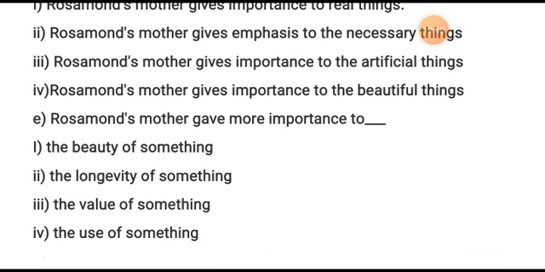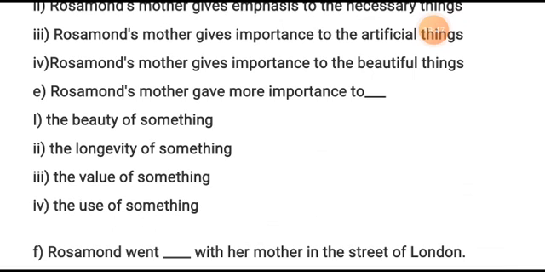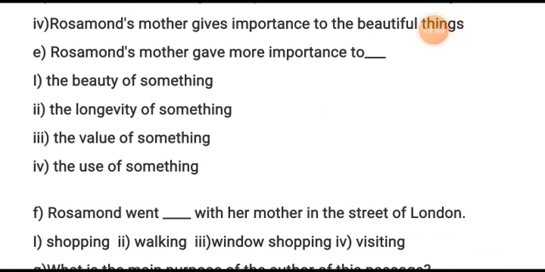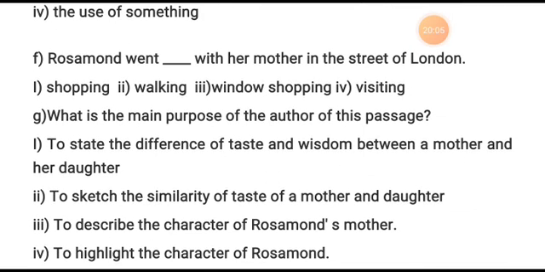Rosamond's mother gave more importance to: 1. The beauty of something. 2. The longevity of something. 3. The value of something. 4. The use of something. If Rosamond went with her mother in the street of London, shopping, walking, window shopping, visiting.